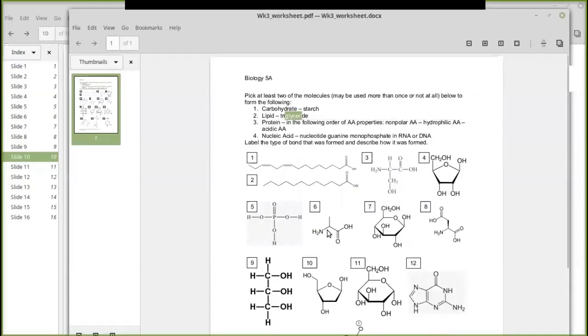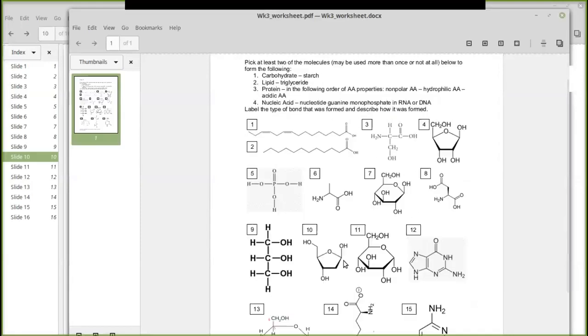Now moving on to protein, right? You know proteins are composed of different amino acids. So you need to use these particular amino acids to construct your protein: a nonpolar amino acid, a hydrophilic amino acid, and an acidic amino acid.